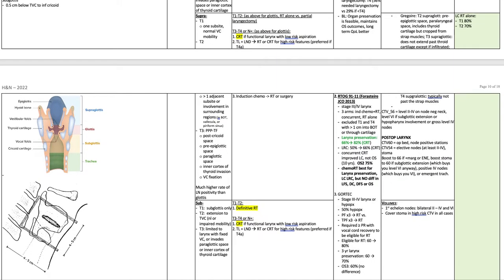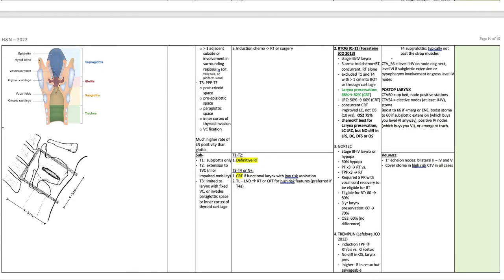Supraglottic larynx has a much higher rate of lymph node positivity than the glottis. And then the subglottis: T1, subglottis only. T2 is extension to the true vocal cords with normal or impaired mobility. T3 is limited to the larynx with fixed vocal cord, or it invades the paraglottic space or inner cortex of the thyroid cartilage.